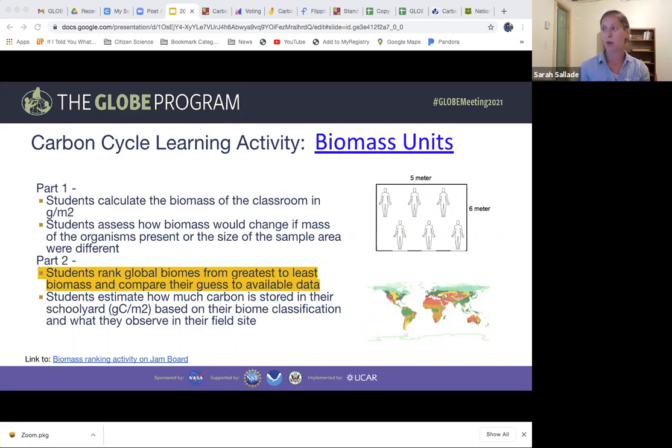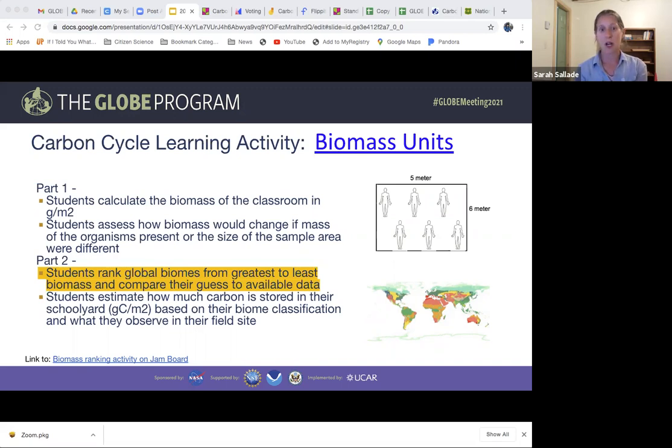So if you added 50 more people, or if all of a sudden the same number of people went to the gymnasium and we measured the biomass there. So playing around with what biomass kind of means and what it looks like when we change the mass or change the area. Part 2 really gets them to think about vegetation itself in context of global biomes. So students rank global biomes from greatest to least biomass and compare their guess to available data. This is a good exercise, but might need some pre-teaching if students have never done any work with biomes before.